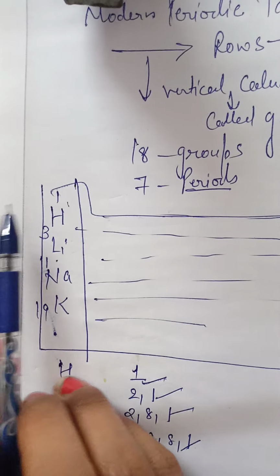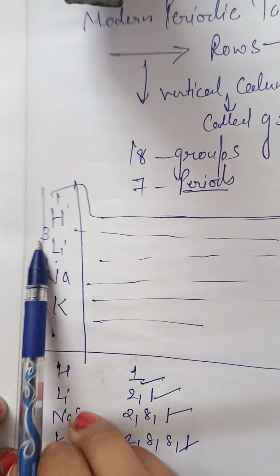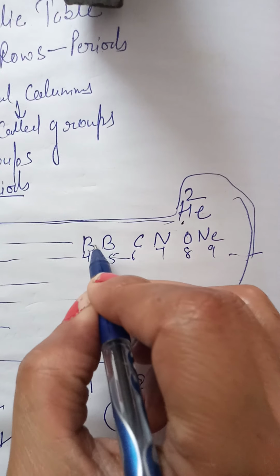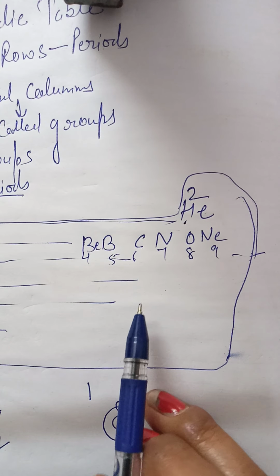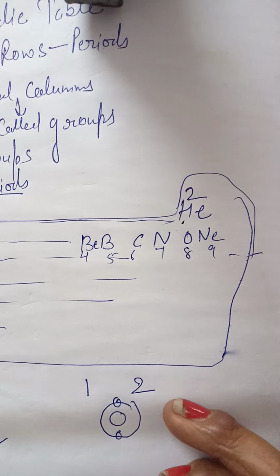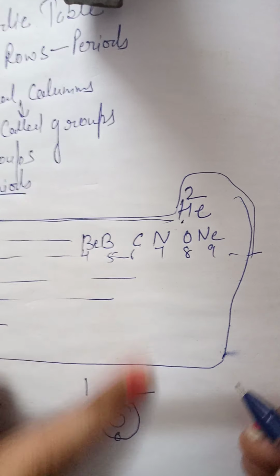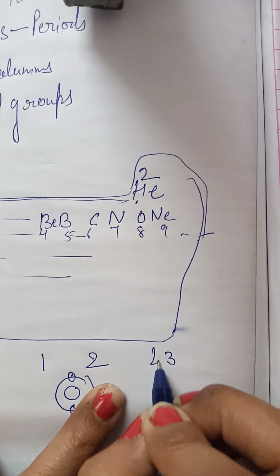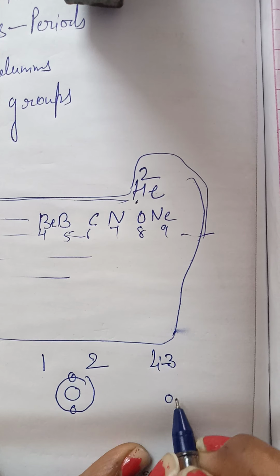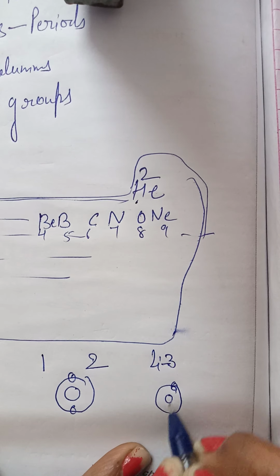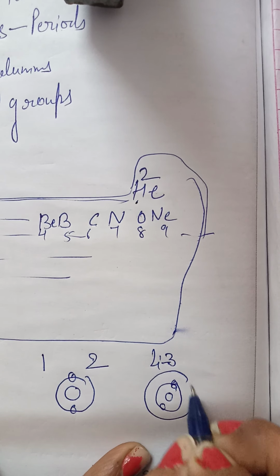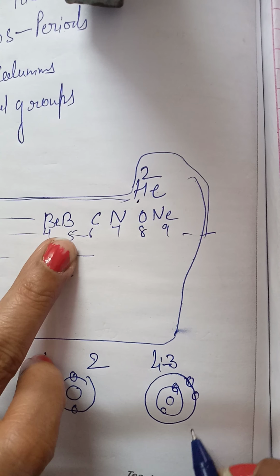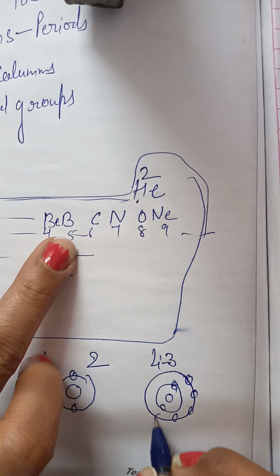As we see for the second period, lithium has atomic number 3, and here we have beryllium, boron, carbon, nitrogen, oxygen, neon, and we will write down the electronic configuration. Suppose we have to write the electronic configuration for lithium, 3. This is the nucleus, this is the first shell, 1, 2, completely filled, and this is the second shell, 3. And for beryllium we occupy 4, boron 5, carbon 6, 7, 8.